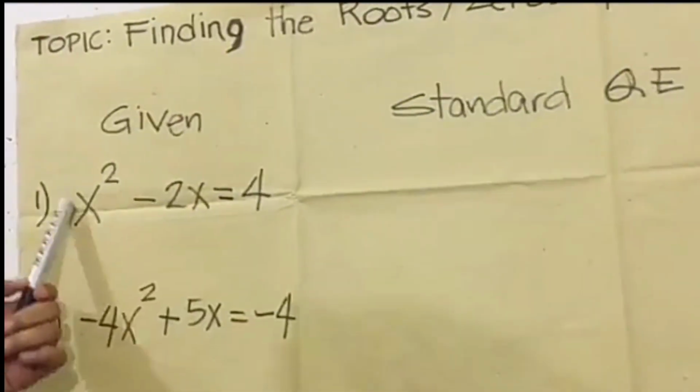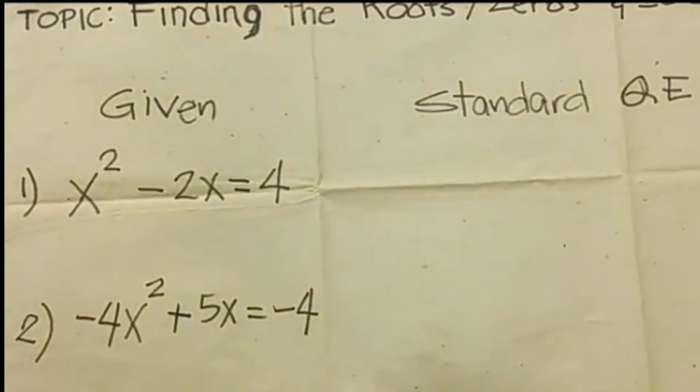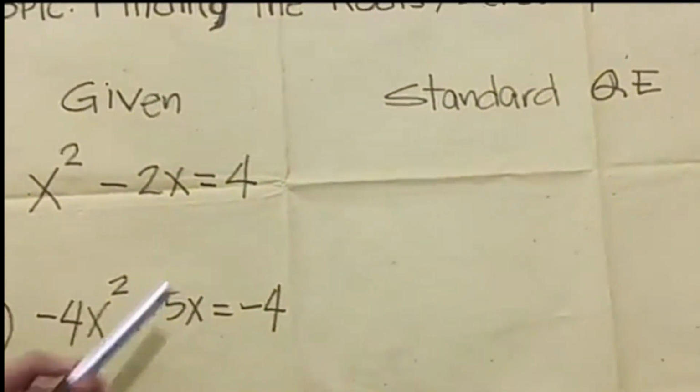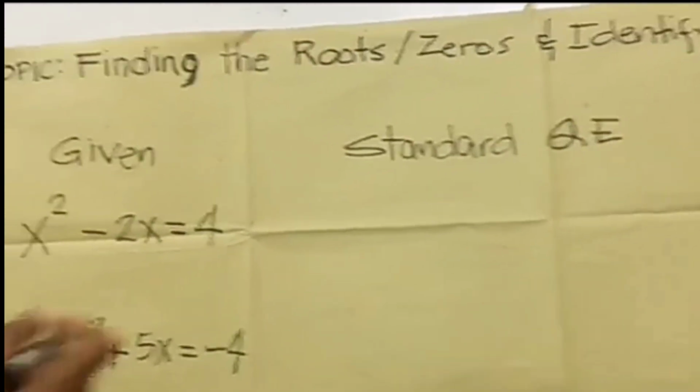Our topic today is about finding the roots or zeros and identifying the ABC of a quadratic equation. The given is x squared minus 2x equals 4. Kailangan yung standard quadratic equation ay equals to 0. Hindi po siya equals to 0. So we're going to rewrite this one.